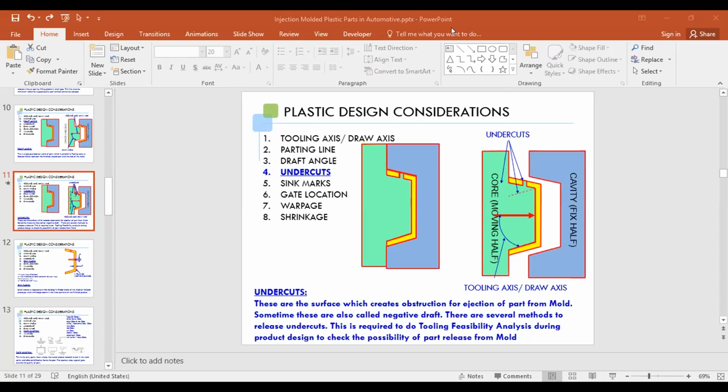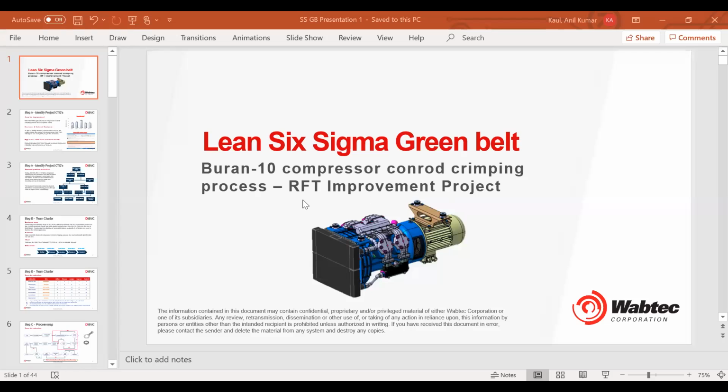Now I invite Anil Kumar Kaul ji for the presentation. Let me share. How do I get into sharing mode? How do I share now? I think there is a green share screen button at the bottom. Yes, it is done, your share is visible. Okay.